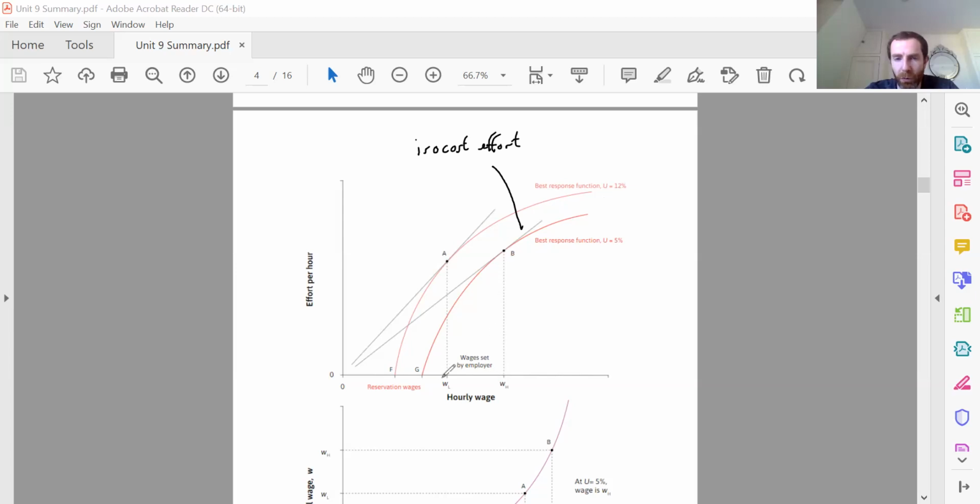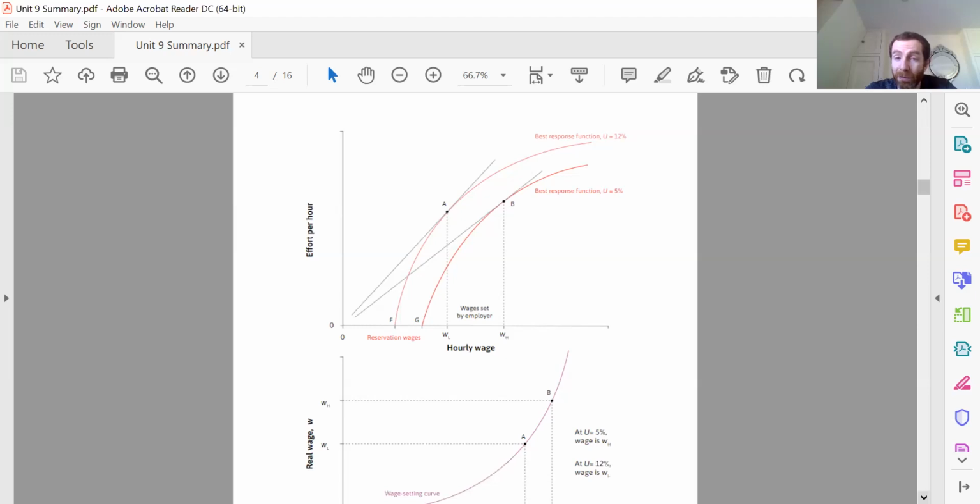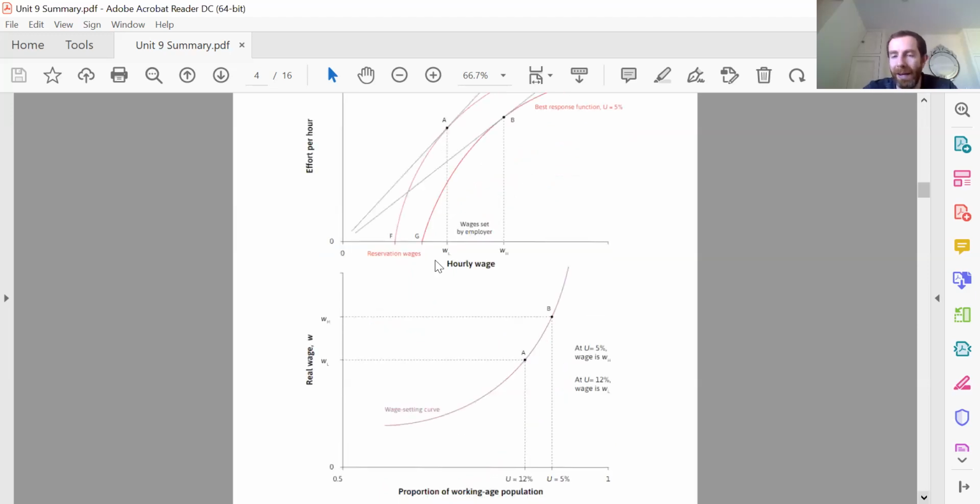We'll have two wages, the wages that firms would pay at different levels of unemployment. So now let's make the connection to the wage setting curve. So why is there a connection? Well, if we think about what the wage setting curve is designed to show us, it's supposed to show us what is the wage that workers would just accept a job at, at different levels of unemployment. Now, as we make our way further to the left, unemployment's getting higher and higher, because we've got a lower proportion of the working age population in work.